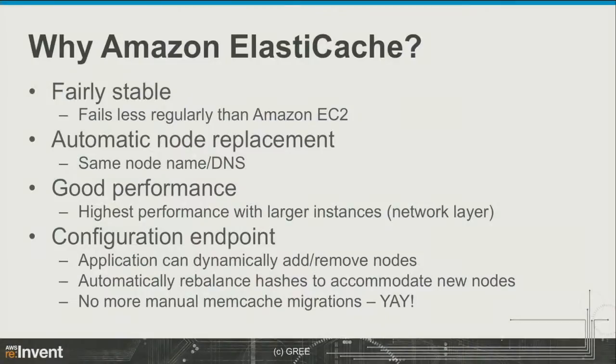So why ElastiCache for us? Compared to EC2, it's actually pretty stable. We don't have as many instances of node failures. Then again, we have a lot more EC2 nodes, so percentage-wise, ElastiCache is a much more stable platform. The automatic node replacement is great. Same node name, same DNS. We don't have to change anything in the application. When it comes back online, our app sees it, and we send traffic to it.